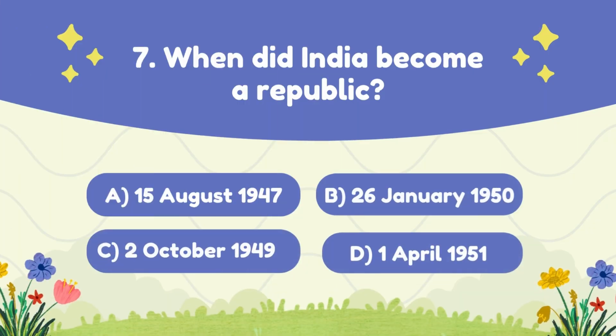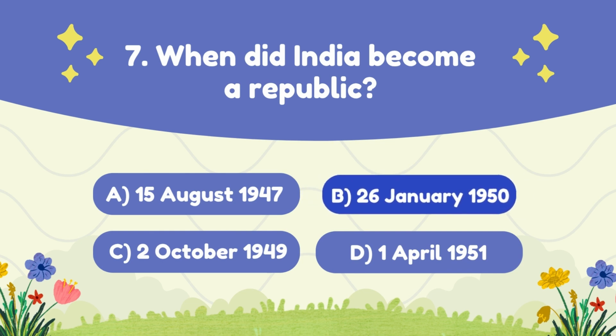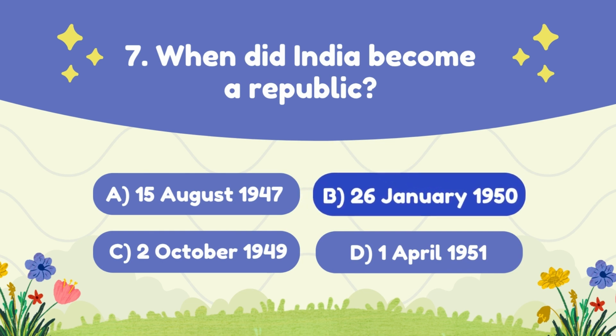When did India become a republic? A. August 15th, 1947. B. January 26th, 1950. C. October 2nd, 1949. D. April 1st, 1951. The answer is January 26th, 1950. That's when the Indian Constitution came into effect.